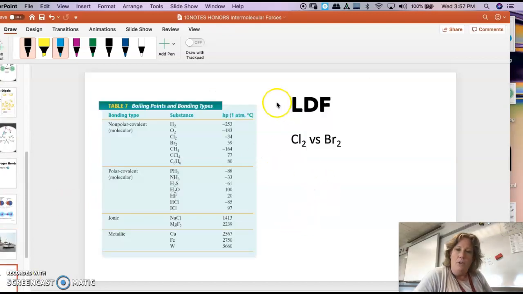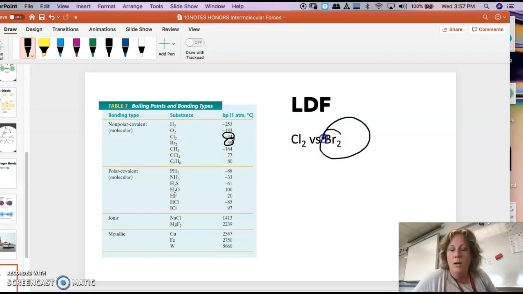So when you look at London dispersion forces, everything has these, but for nonpolar covalent compounds, this is the only kind of IMF that they have. But it's really powerful. So if you look at chlorine, it has a boiling point of -34, whereas bromine is 59 degrees. So it's a really big difference. And that 59 being higher is because bromine is so much bigger. It just has a whole bunch more electrons.